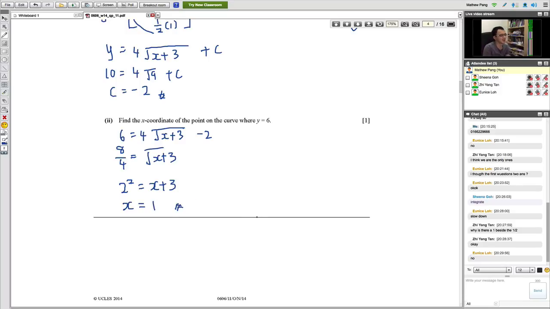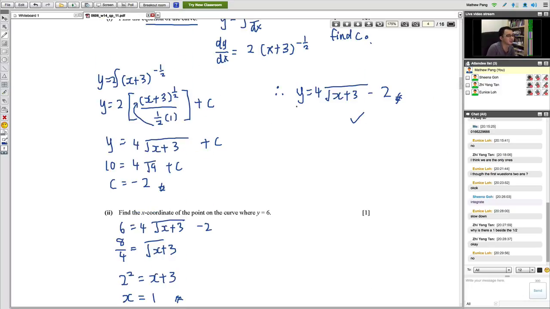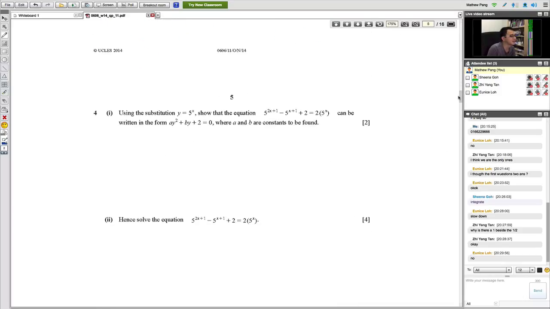Okay, the question asks you to find the x coordinate of the point when y equals 6. So it's very simple. If you get the equation correctly, what you need to do is just substitute the 6 into the y here. Then you can easily get this 1 mark. Okay, so number 4.